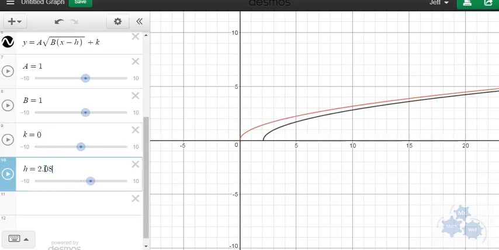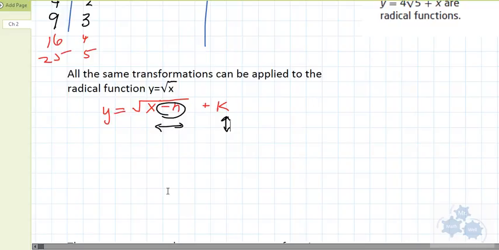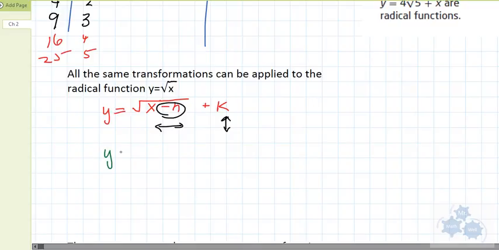So that's 0. That's 0. So that's the horizontal translations, right? So there we go. Now, if we were going to write the vertical stretch and the horizontal stretch, that's going to be your a values again, right? Okay. So it's going to look like this.